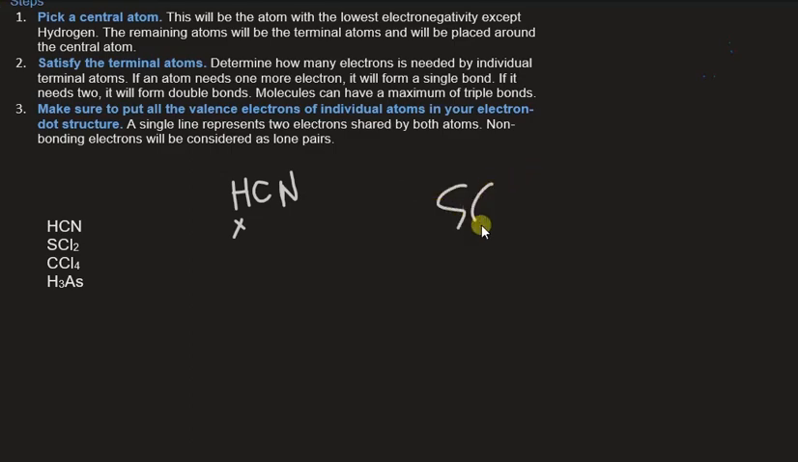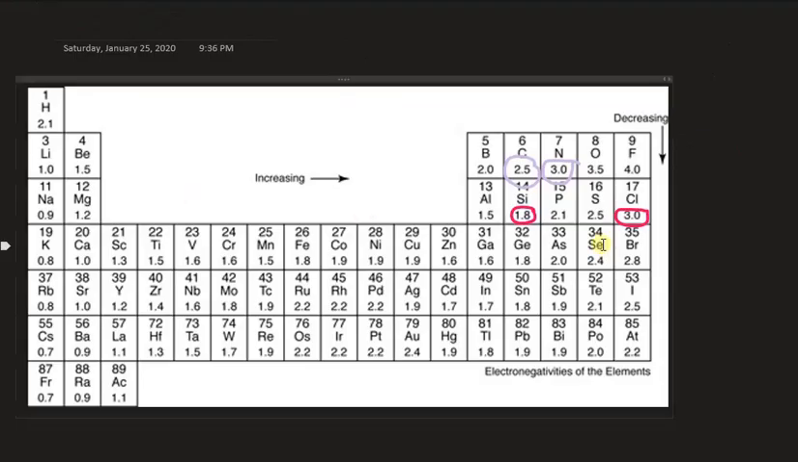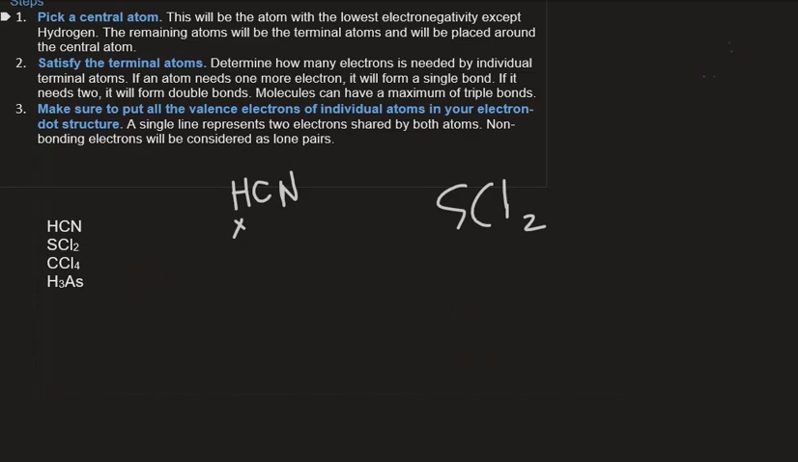The next molecule is SCl2. It's a molecule made up of a sulfur atom and chlorine atoms. The first thing is to pick the central atom. The central atom will be the atom with the lowest electronegativity. So sulfur has 2.5, and Cl 3.0. So which of these atoms has the lowest electronegativity? That's 2.5, which is sulfur. So sulfur will be the central atom. Then we have the chlorine atoms as the terminal atoms.